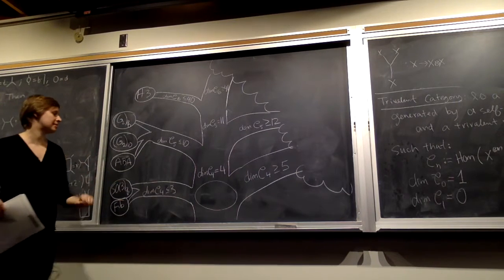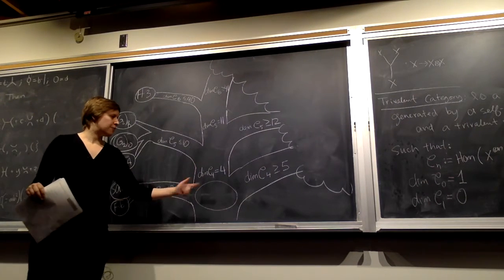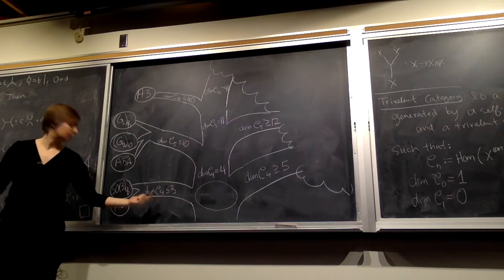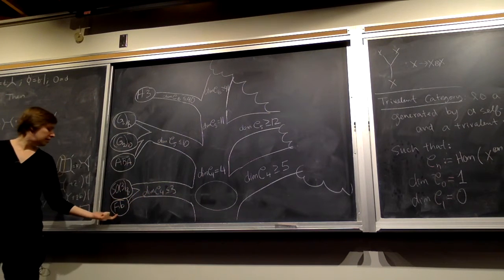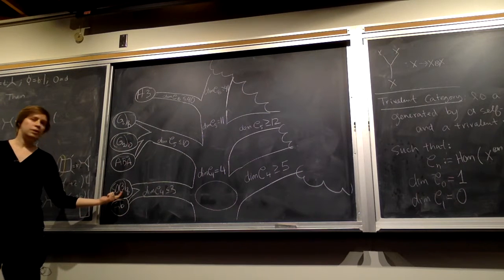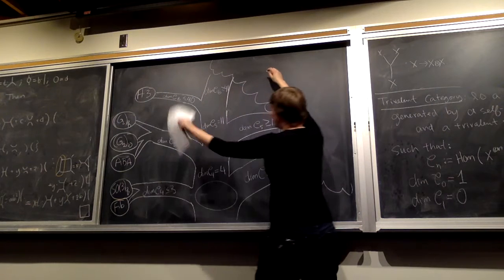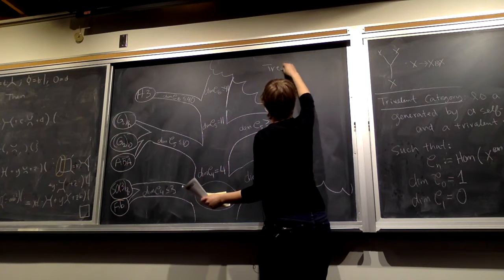So for instance, if you look at your space C4, if it is less than or equal to three-dimensional, then what you have is either the Fibonacci category, or SO3 at a root of unity. These are trivalent categories. Everything here is a trivalent category.